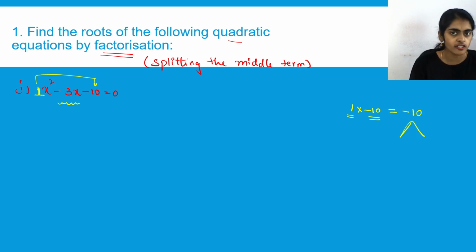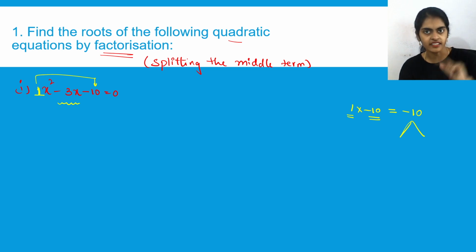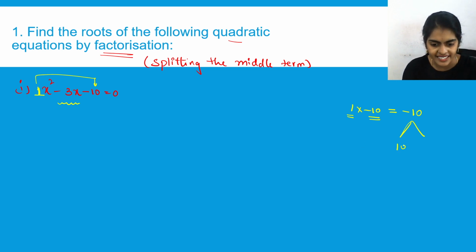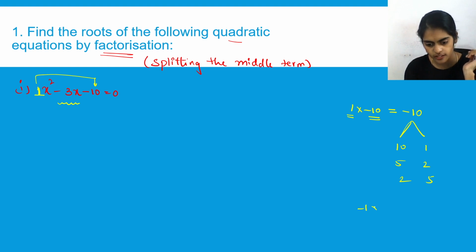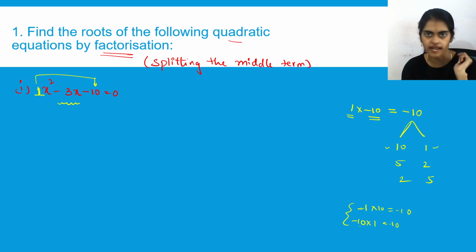Now write the factors of minus 10, or firstly write the factors of 10. 10 you can write it as 10 ones or 5 twos or 2 fives. Now if you want minus 10, any of these numbers should be negative. You can write minus 10 into 1 is minus 10, or minus 1 into 10 is also minus 10. So one of these numbers should have a negative sign so that you will get a negative product.